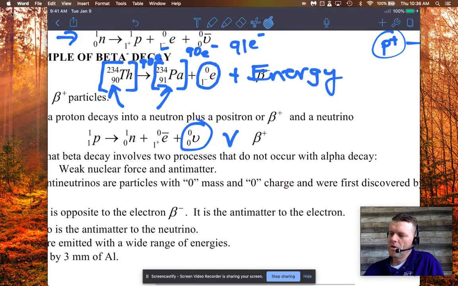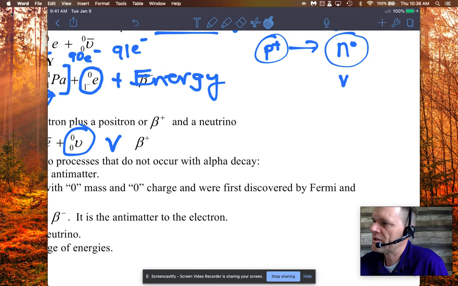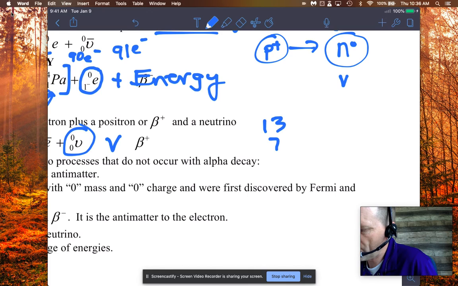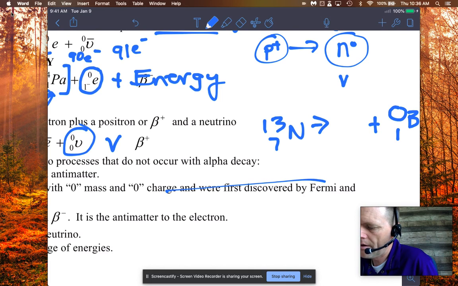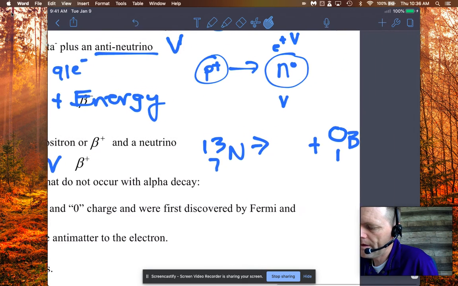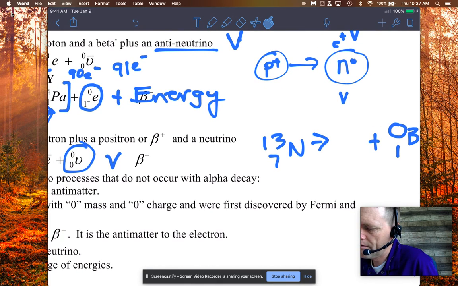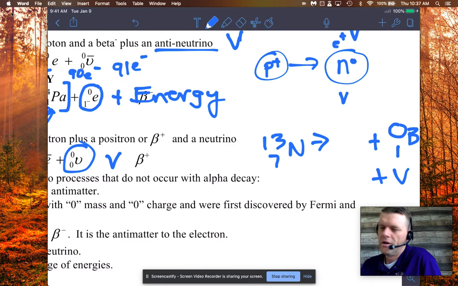All right, I guess I could show you a beta positive decay at least. Here's an example of one. You can start with nitrogen 13. Nitrogen 13 can undergo a beta positive decay, and if that's the case, what I like to do is leave a big blank space and then go, okay, fine, you're telling me it's going to undergo beta positive decay. Well, that should be 0, 1 beta, plus a neutrino. Okay, so you have to remember that if it's beta positive.